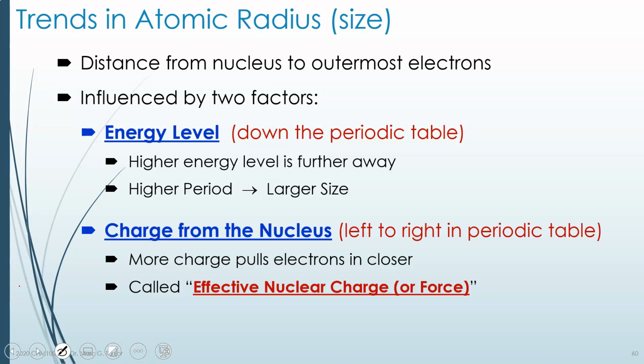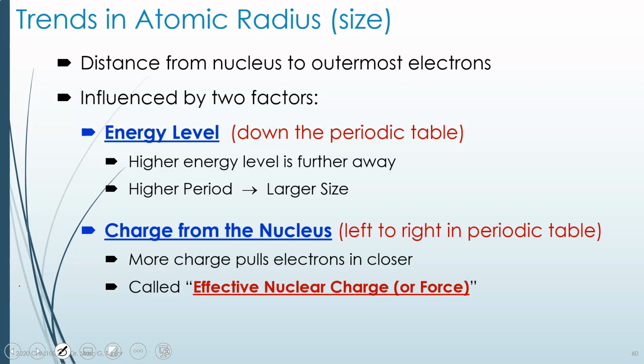Well, it turns out as you add more protons across the periodic table from left to right, you increase the positive charge of the nucleus. Well, that makes sense because you're adding more protons. And what that does is every time you add a new proton, as you go from left to right, you pull the electrons in that are there a little bit closer.